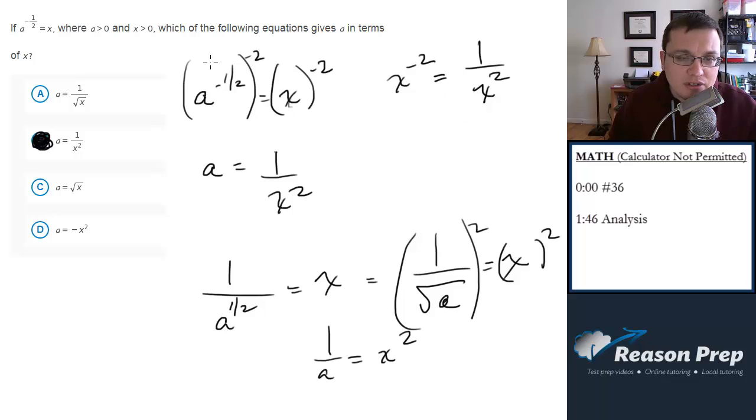Do a little rearranging and we get the same answer, a equals 1 over x squared. I think this is the most direct and easiest way, though. So if you know how to do this, it's not that bad. Answer to this one is B.